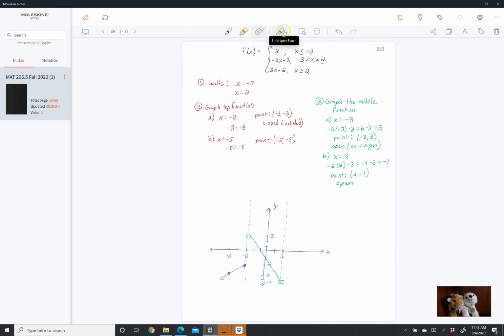And finally, let's do the bottom function. So let's do that in pink. Notice our process is the same for every single function. We graph the wall, we graph another point. If there is a second wall, like in the middle function, then the 2 points are both walls.